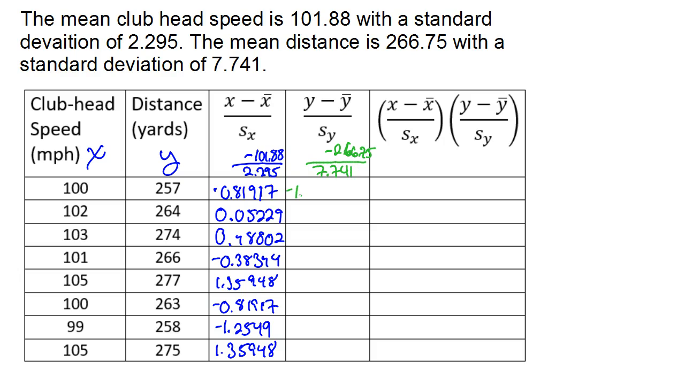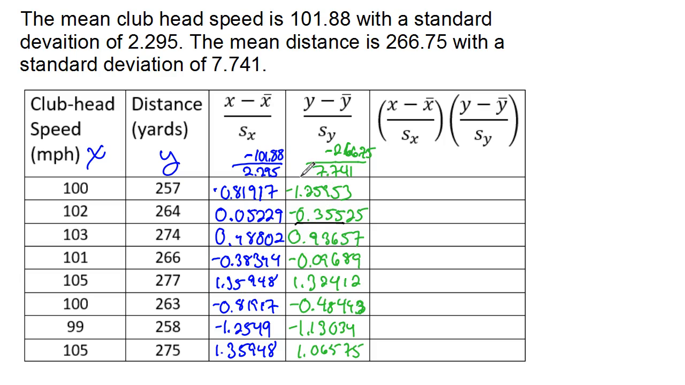So my first one is going to be 1.25953, because I took 257 minus the 266.75, and then I divided that by 7.741. And I'm going to continue this all the way down. So why don't you try some of these while I finish filling in the table.